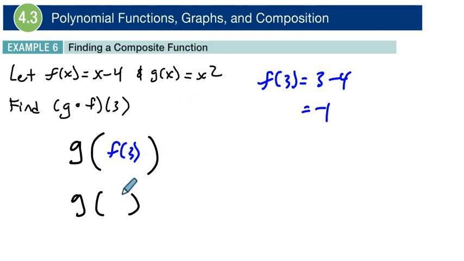So that right there, I'm just going to replace f of 3 with -1, which now makes this problem super simple, because what is g of -1? Well, now I just go right here, right? And I just say, oh, well, that means (-1) squared, which is just 1.